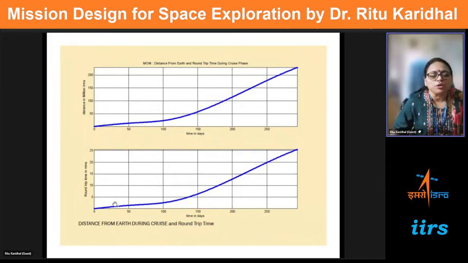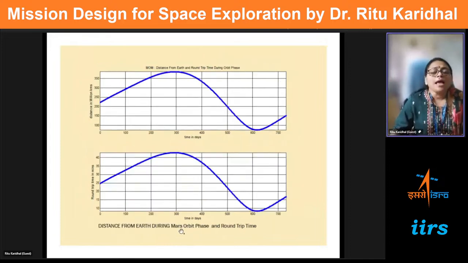Okay, this is a plot just showing how the distance from Earth increases. You can also work it out by putting in the speed of light: as the distance increases, the round trip time also increases. Around Martian orbit, the distance was around 200 million to 400 million kilometers, and the minimum distance can be 80 million kilometers. And when it is 80 million, your round trip time will be less than 8 minutes.